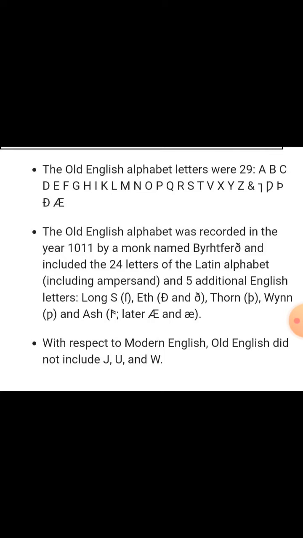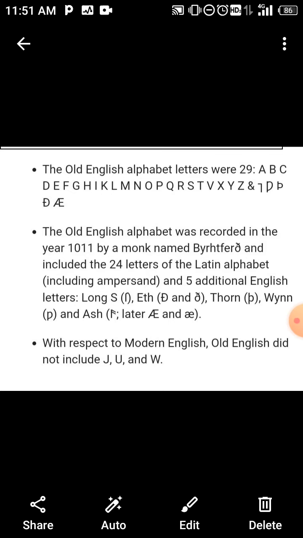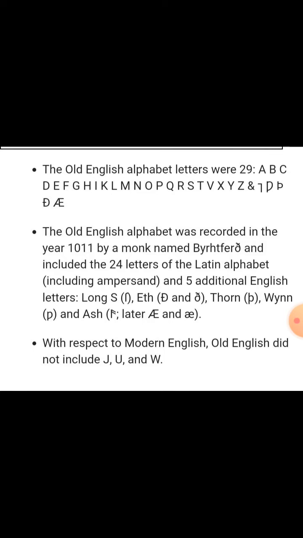With respect to modern English, Old English did not include J, U and W. Understand? Modern English, Old English did not include J, U and W. Getting it? Understand?